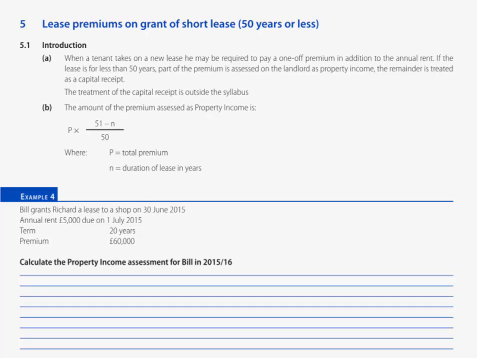In our previous lecture on property income, we saw the main aspect of a property income assessment. That was determining the rental income accrued, from which we then deducted any allowable expenses incurred. Those allowable expenses, of course, being revenue and not capital expenditure in nature.